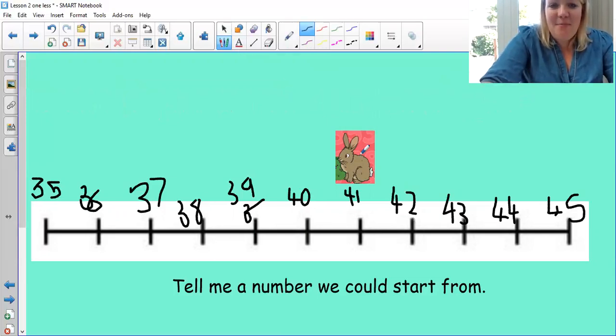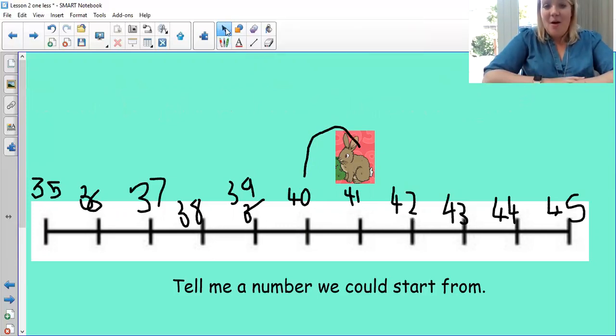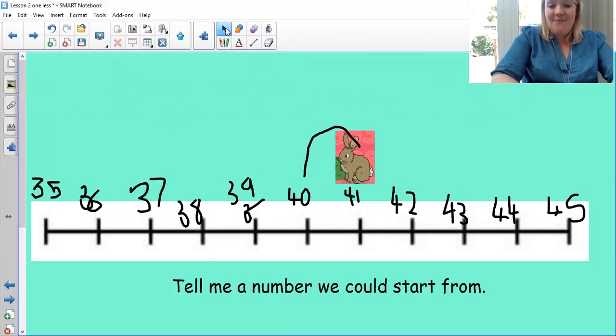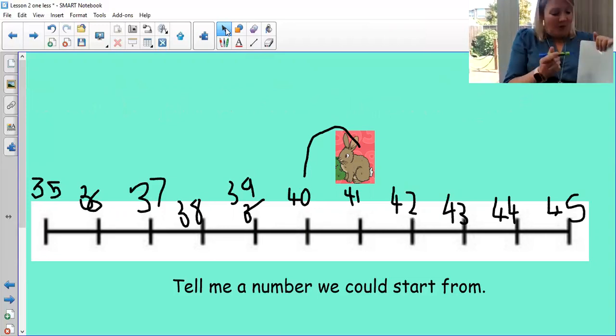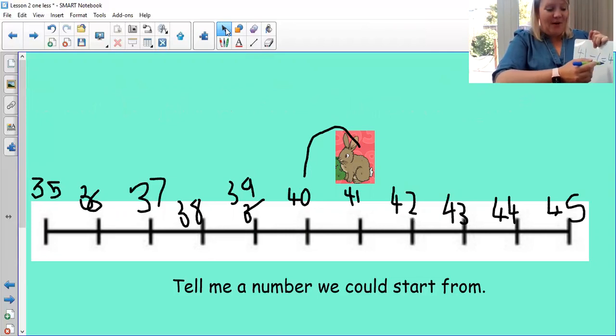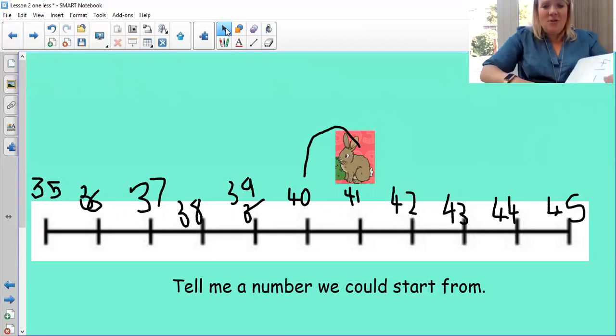I can hear you shouting at me. Brilliant. Yes. And even if you couldn't say the number, I could see you pointing to it. 1 less than 41 is 40. So in a number sentence, we write the starting number. We started on 41. We took away one less, and we said 1 less is 40. 41, take away 1 equals 40. 1 less than 41 is 40.